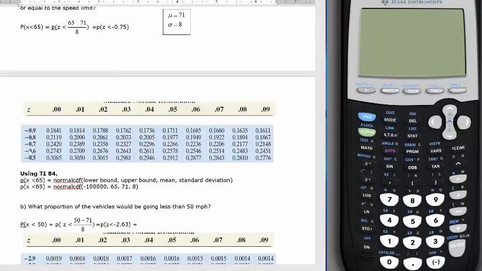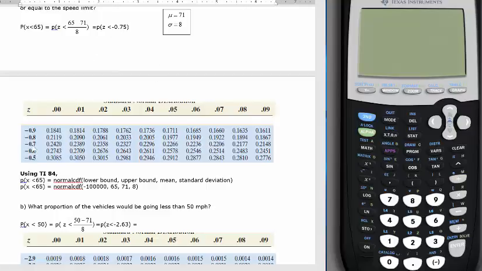The ones digit and the first decimal you get from the vertical line, and the second decimal digit you get from the horizontal line. So the ones digit is 0, and the first decimal is 7, so I need the negative 0.7, which is right here. Now we need the 5, which is right there.